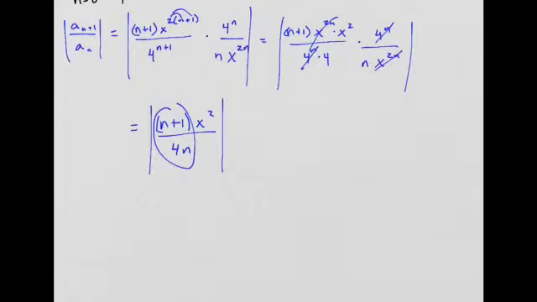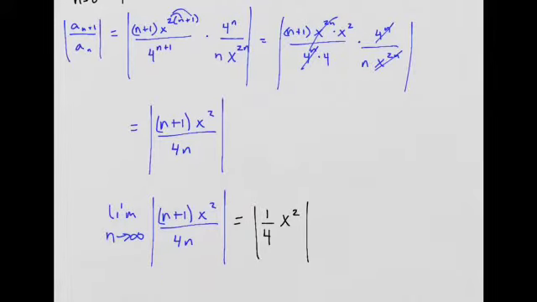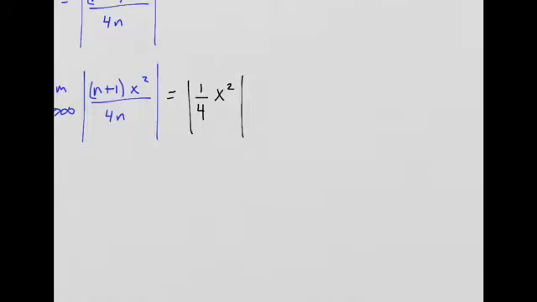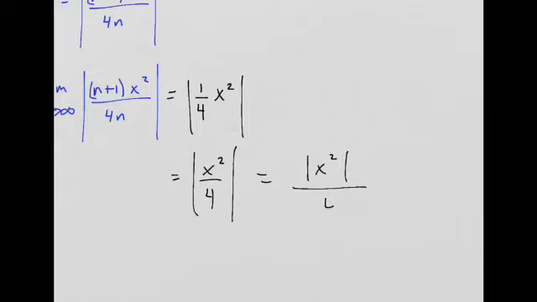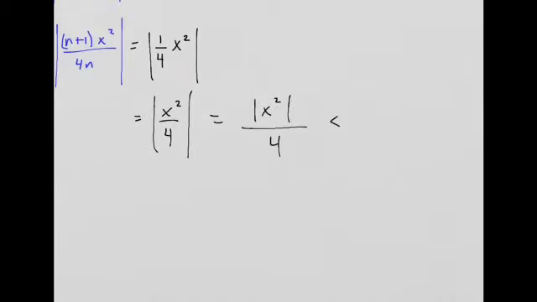And remember, this part is the part that has the n's in it. So hopefully you can see that if we take the limit of that, that's the only thing that we have to be concerned with. And this goes to 1/4. The x squared stays there, so we just have 1/4 x squared. But that is the same thing as the absolute value of x squared over 4. There we go. I didn't put in the less than 1 part.